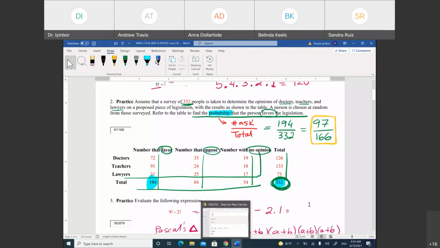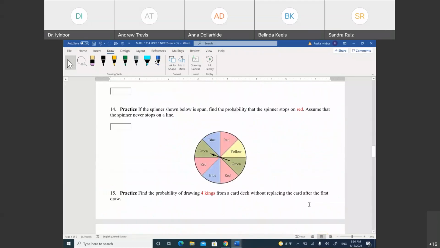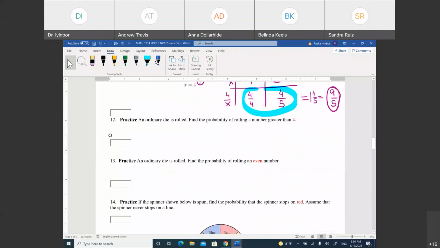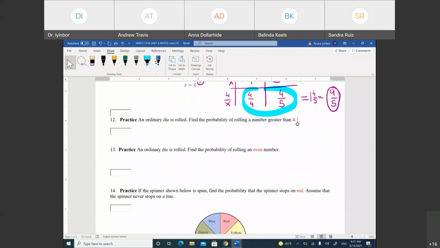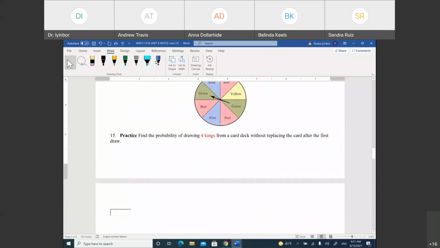Any questions on number 2? Everybody understand that? Okay, then let's go ahead and go to the last few questions we have left with probability. So here we have another probability, number 12.